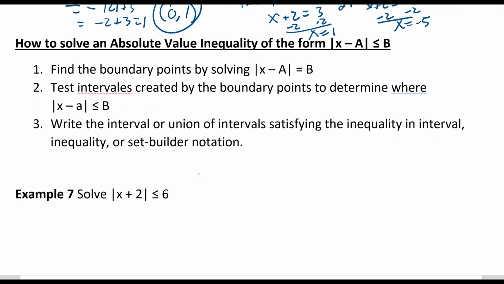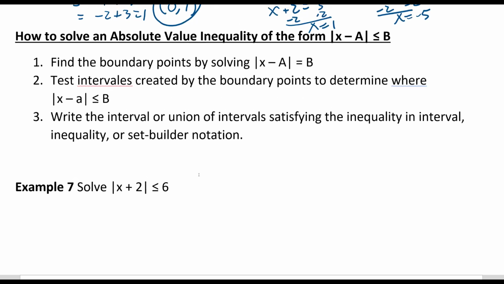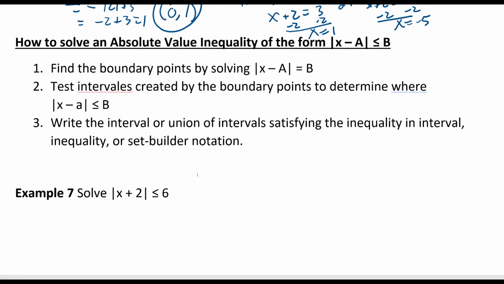Okay, how to solve an absolute value inequality. This is the form absolute value of x minus a is less than b, or less than or equal to b. So find the boundary points by solving the equals, and then we do test intervals.